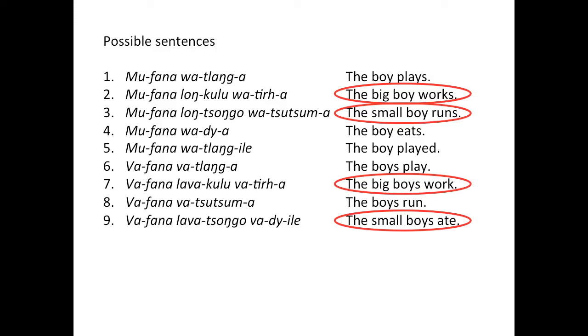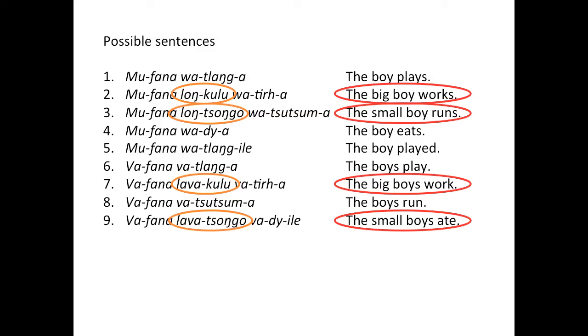Both of the sentences that translate with small have tsongo as the end bit, so we can easily tell that that is the bit that is the adjective small. But one has long at the beginning, and one has lava at the beginning. We'll need to work out what those bits mean. The two sentences that have big in the translation have in common the bit at the end, kulu. So that must be the part of the word that means big. Okay, what about the long and lava prefixes?